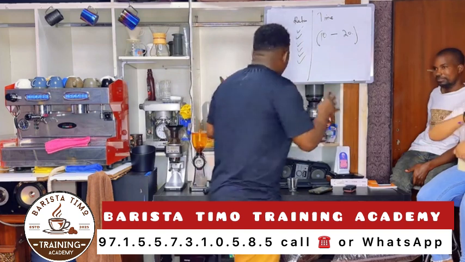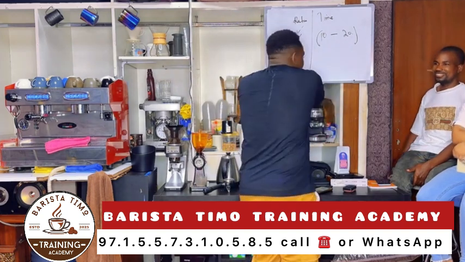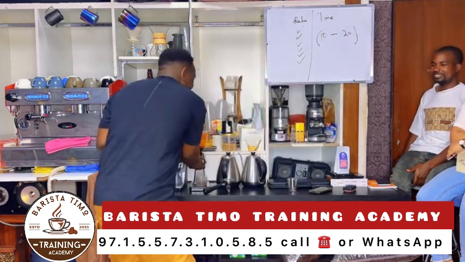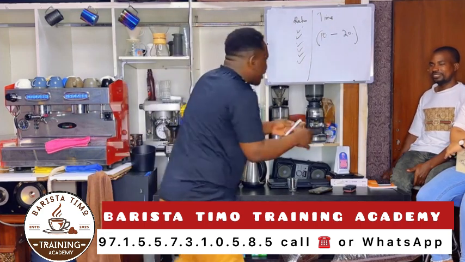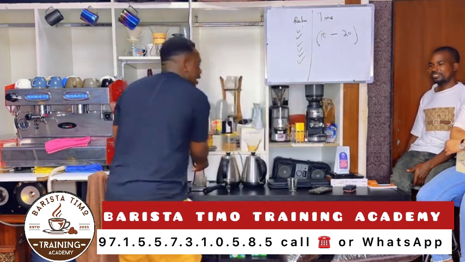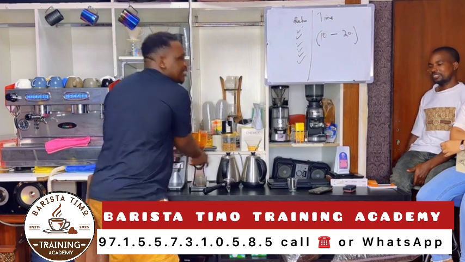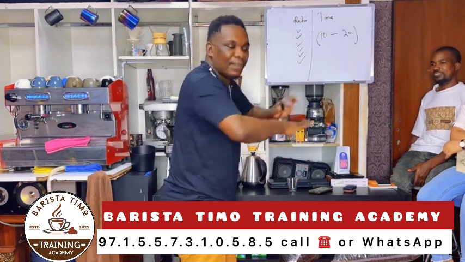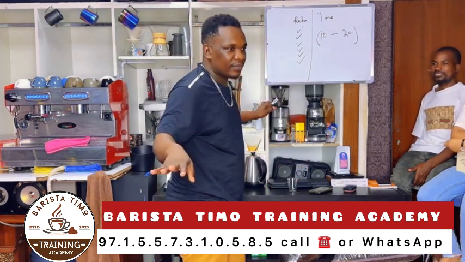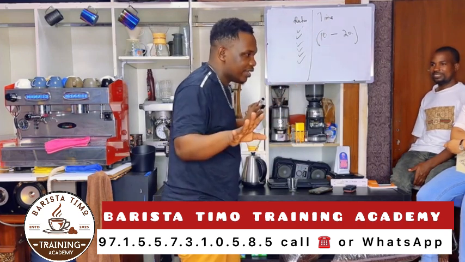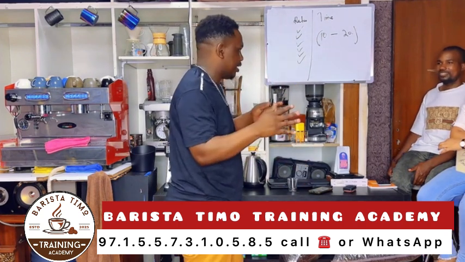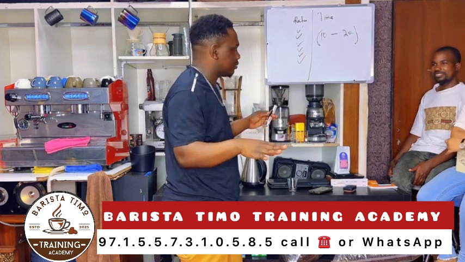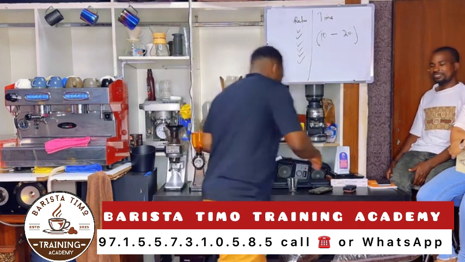If I do extraction and my coffee is very fast, I just go to my grinder and adjust. I make it a little bit fine. If I make extraction and my coffee is very slow, I adjust and make it coarse. Simple. Understanding is free as long as you pay attention. But it will be costly if your mind is somewhere else. Listen.